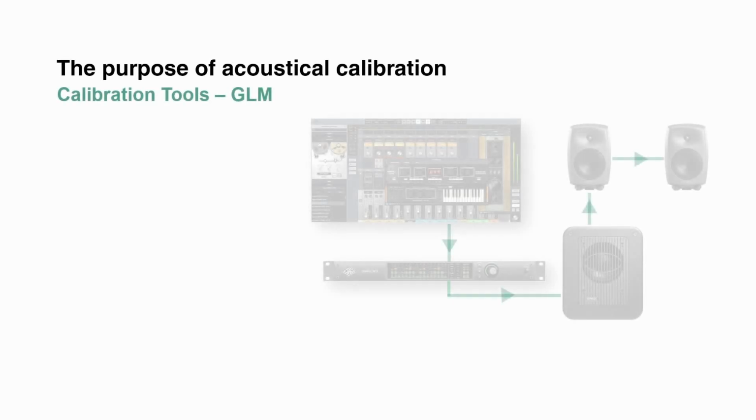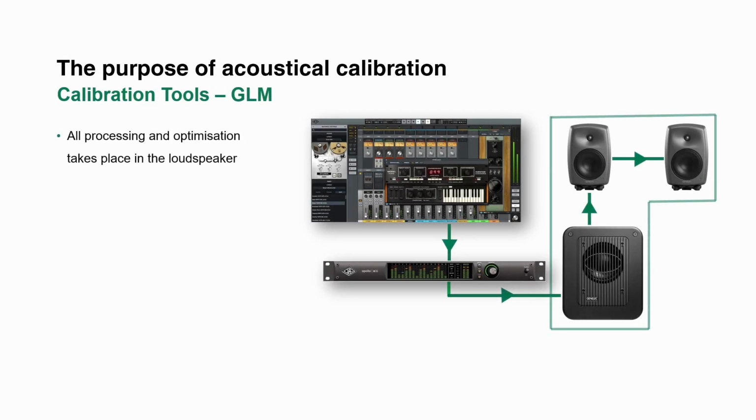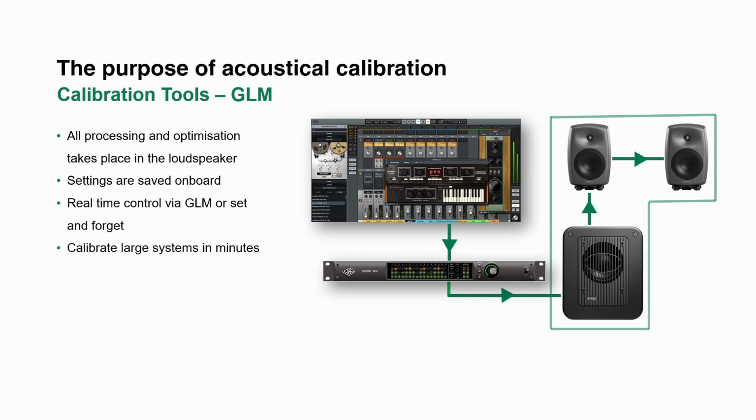So all of the processing and optimization takes place within the loudspeaker. There's no external boxes where anything's saved. Everything can be either stored within the loudspeaker, or it can be run real time. So you've got the ability to control the whole system. And it's incredibly quick to calibrate these systems as well. You can calibrate a large immersive system in a couple of minutes, and you can be up and running. So it's great if you're traveling to other rooms. You can have an audio reference that travels with you, and all of that control is right at your fingertips via GLM.